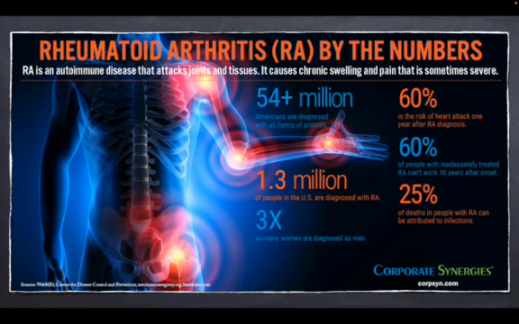This last diagram shows rheumatoid arthritis and different statistics around it. Over 54 million Americans are diagnosed with all forms of arthritis. 1.3 million people in the US are diagnosed with RA. 3 times as many women are diagnosed as men. 60% is the risk of a heart attack 1 year after an RA diagnosis. 60% of people with inadequately treated RA can't work 10 years after onset. 25% of deaths in people with RA can be attributed to infections.